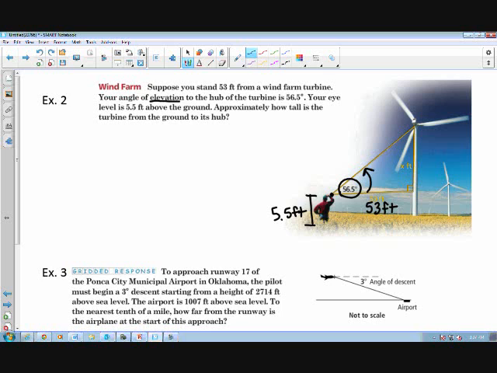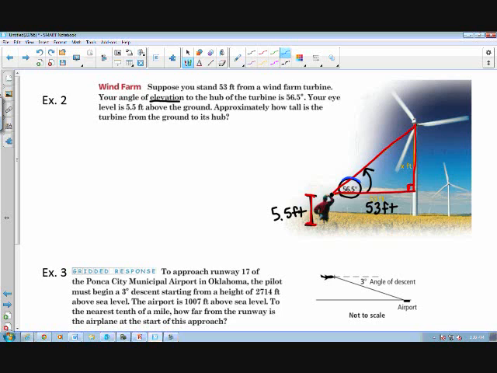Approximately how tall is the turbine from the ground to its hub? Okay, this problem has what's called extraneous information. Notice the triangle. This triangle. We have a hypotenuse. We can form a right triangle because a turbine or the windmill stands up straight, so it is perpendicular to his original line of sight. Do we care at all how tall this dude is? No, that's actually extraneous information. All we care about are the sides of the triangles.